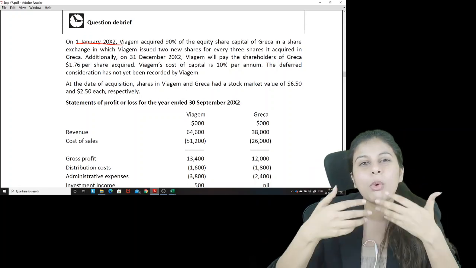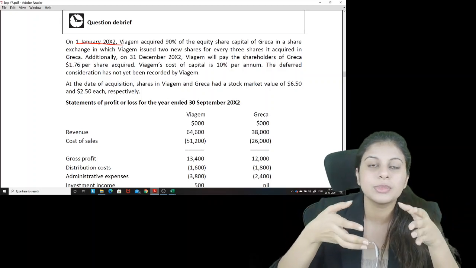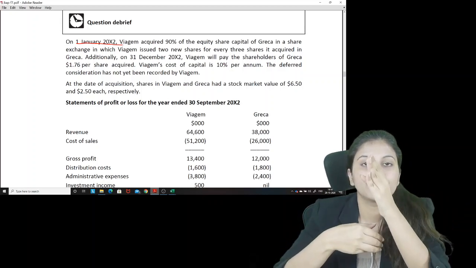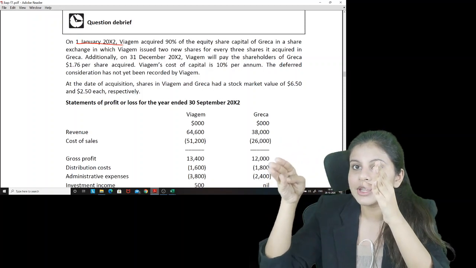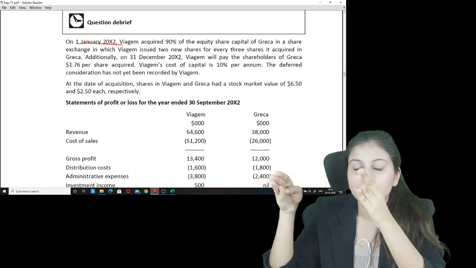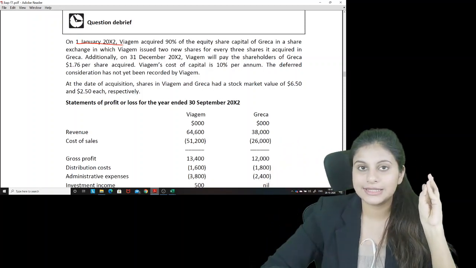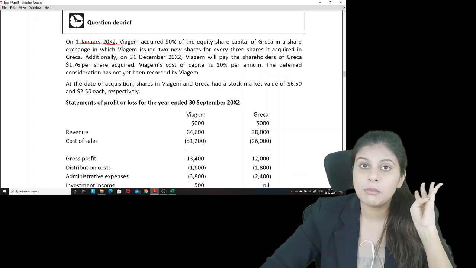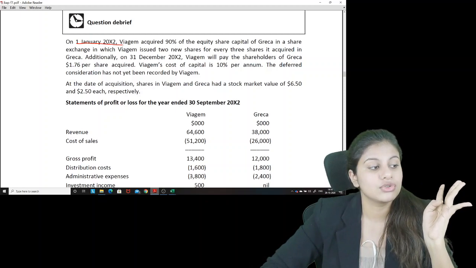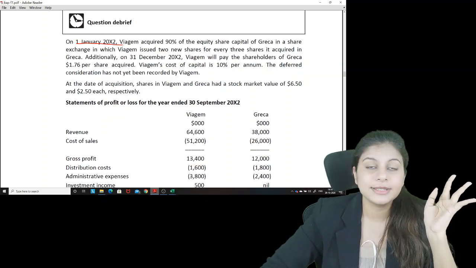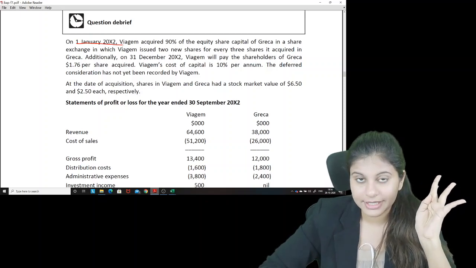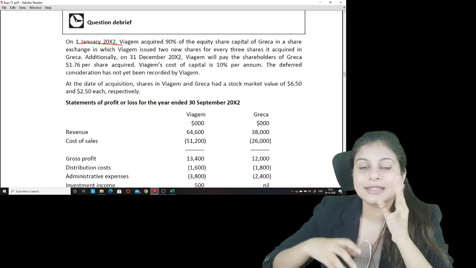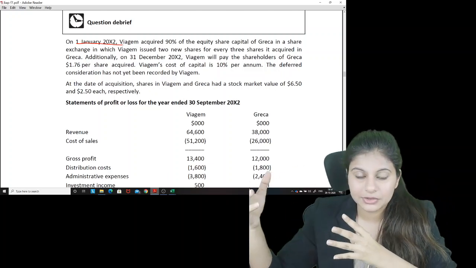So what is the post-acquisition period? Post-acquisition period is from 1st January 2002 till the year end of 30 September 2002. So that is January, don't hesitate on counting it on your fingers. January, February, March, April, May, June, July, August, September. 9 months, right? So 9 months is the post-acquisition period.